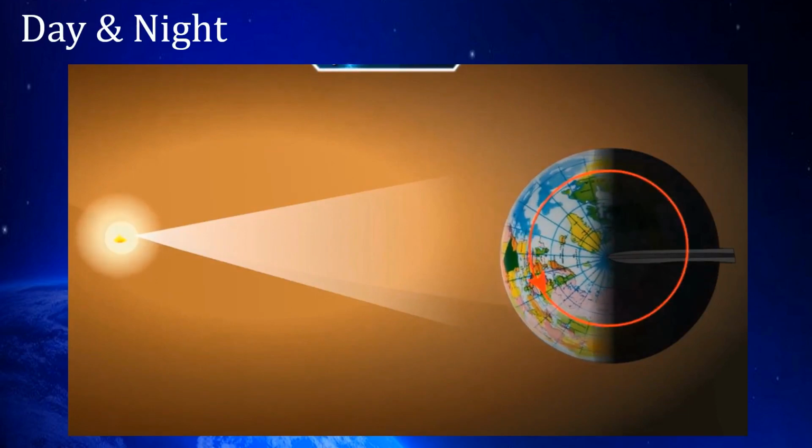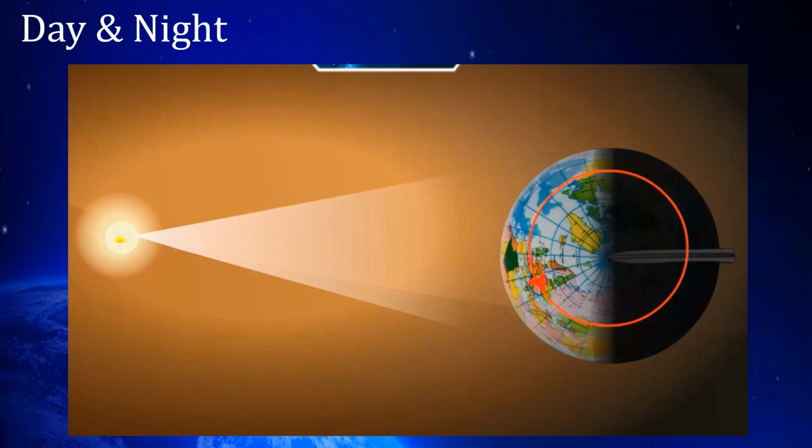As the earth rotates, its different parts come into the light of the sun one after the other, and turn away from it also in the same way. This is how day and night take place. Is it clear to you, children? Okay, let us move ahead.